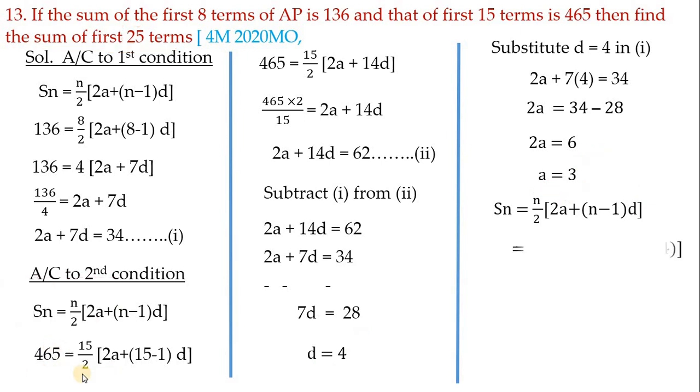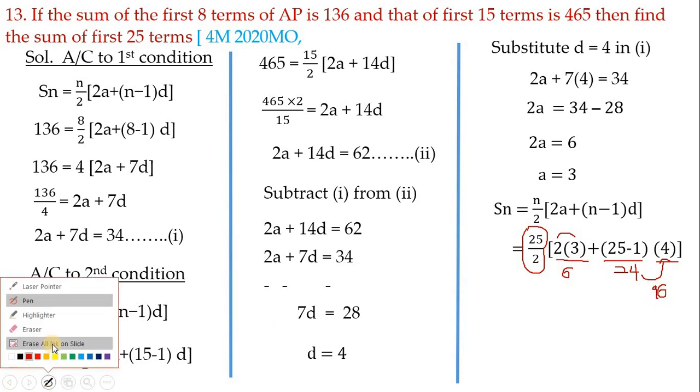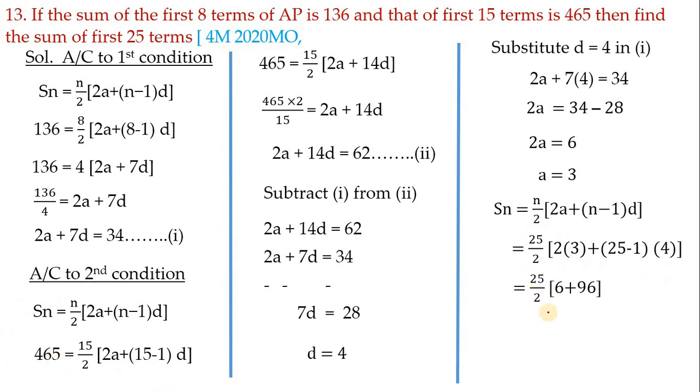So finally we get this one, 25 by 2 into 3 plus 25 minus 1 into d. So your cancellation is not possible in this. 25 by 2, let it be as it is. Multiply these two. 2 3s are 6, I'll get 25 minus 1 is 24. This 24 multiplied to 4, 24 4s will get 96. So this is 25 by 2 into 6 plus 96.